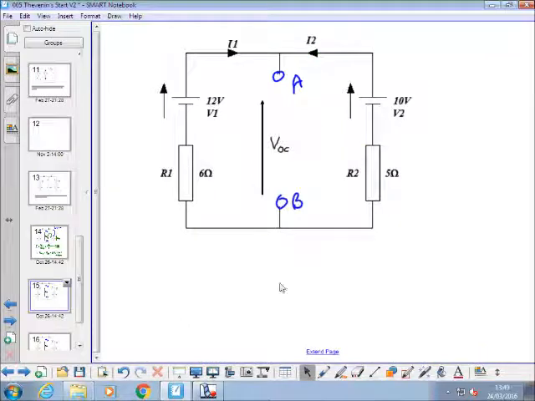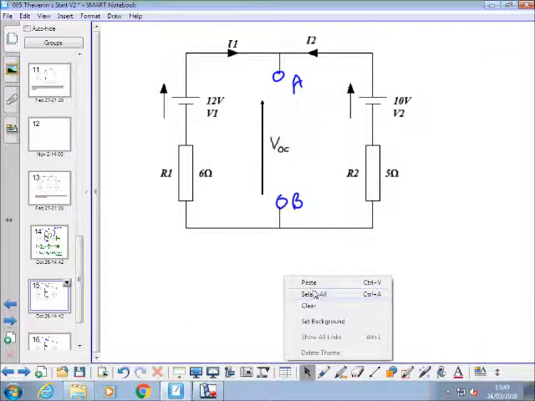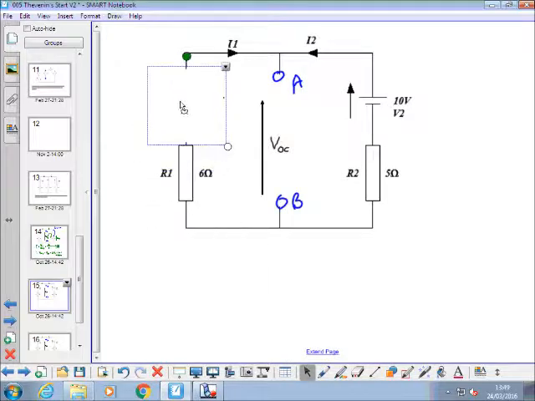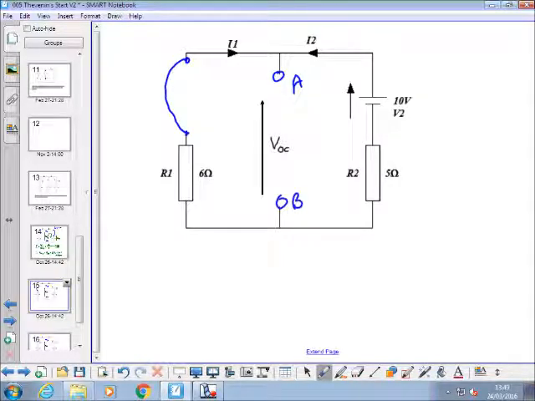So now what we've got to do is do the same with that source. Short it out with its internal resistance, which when it's ideal is a short circuit. Okay, and find now VOC,B. This is circuit B.